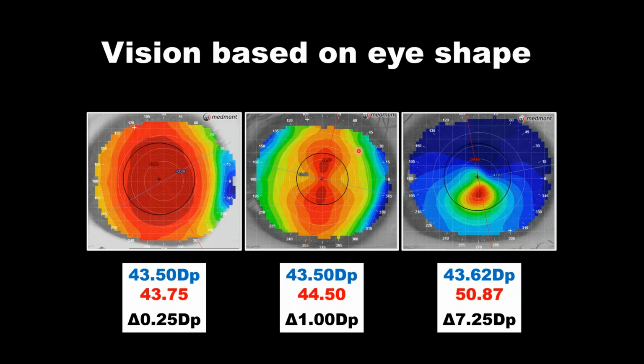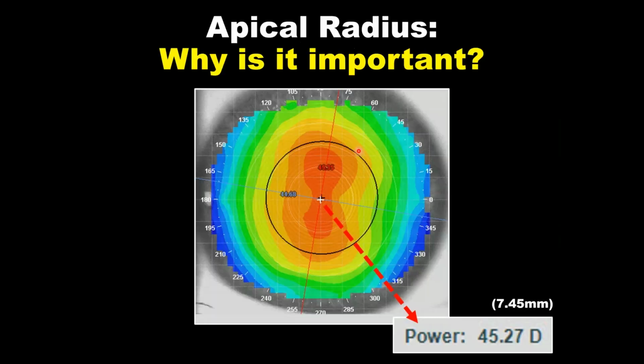You know, clearly we're going to have to tailor our lenses for specific eye shapes. Now, apical radius is a really important value, and that's one that an Aussie named John Mountford taught me all about and gave me a real appreciation of. And today I look at apical radius much more than I look at K readings because it tells us the radius of the eye at the apex.